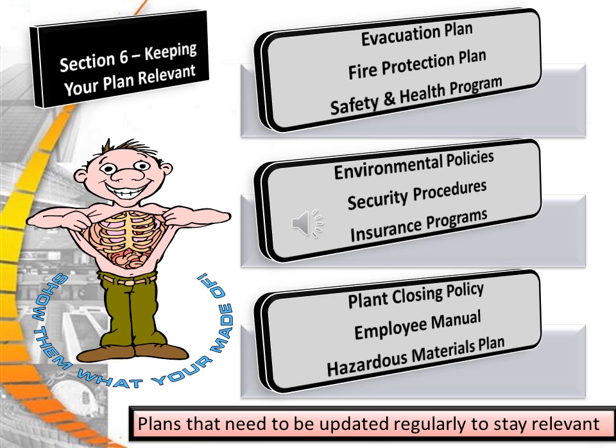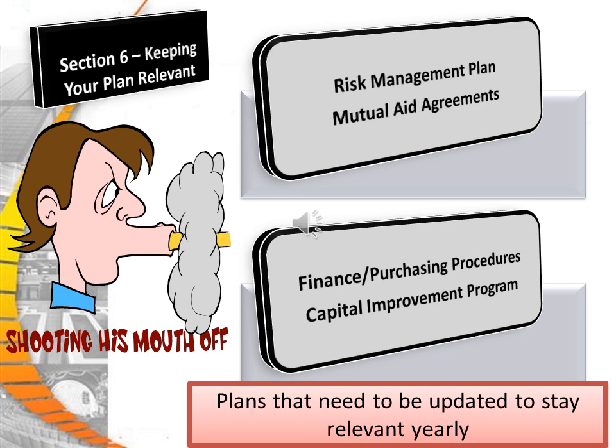Keeping your plan relevant means looking at evacuation plans, fire protection plans, safety and health plans, environmental policies, security procedures, insurance programs, plant closing policies, examining your employee manual or a hazardous materials plan. These are all plans that need to be updated regularly to keep them relevant. A risk management plan, mutual aid agreements, finance and purchasing procedures, capital improvement plans are also plans that need to be updated yearly to keep them relevant.